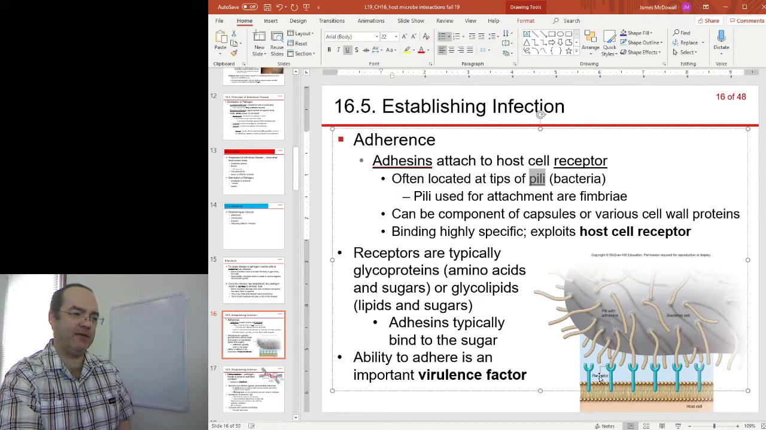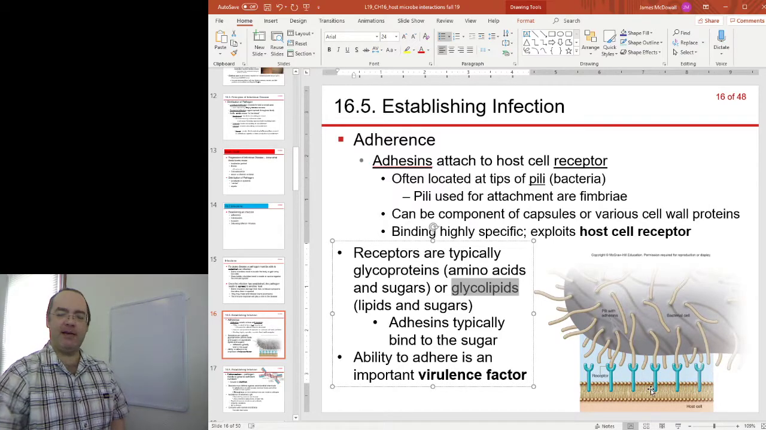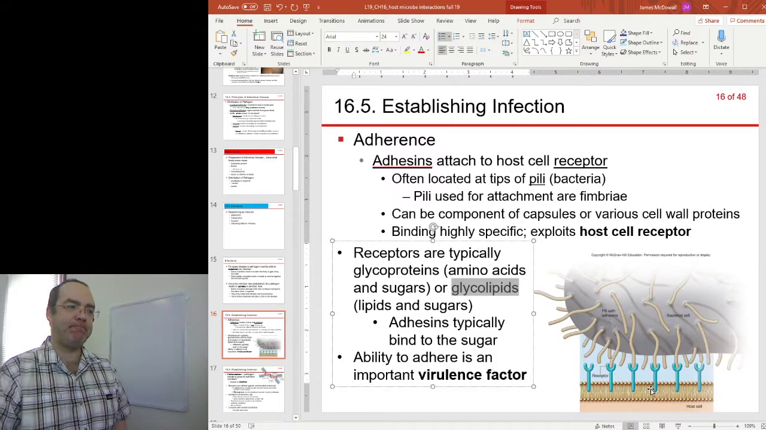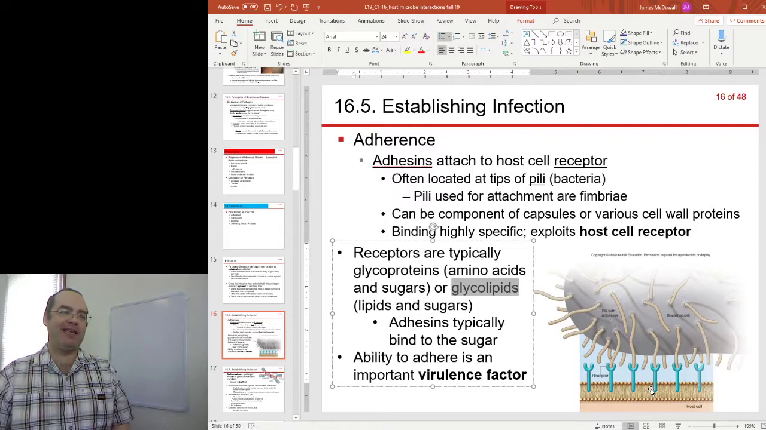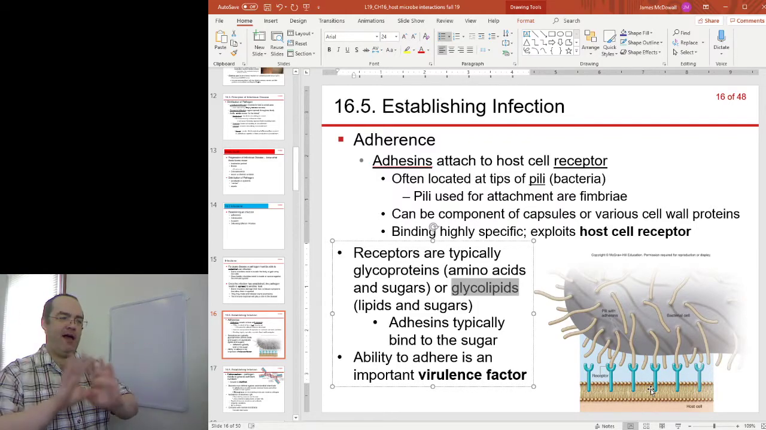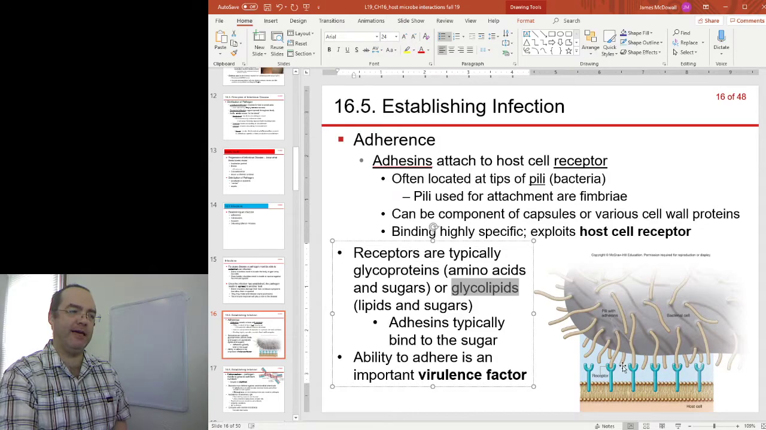Here are the receptors. In this case, they may also be glycoproteins, like we saw in viruses. Sorry, they may be glycolipids, which are lipids and sugars. Molecules that are embedded in the membrane. And once again, these molecules do not exist to be used by bacteria as receptors. They have an important function for the cell, just going about its day-to-day business. The bacteria here is exploiting these receptors.